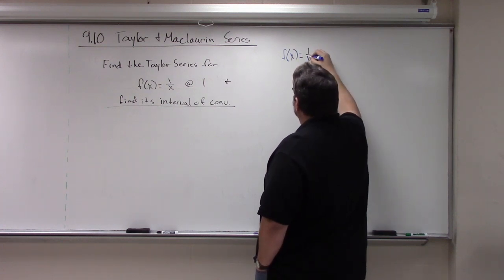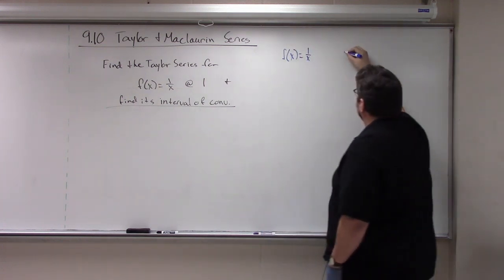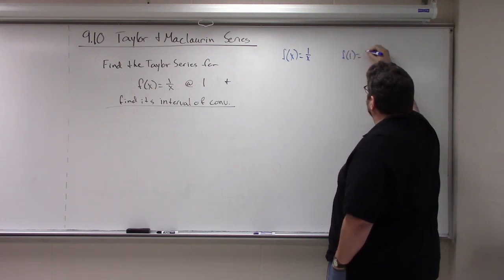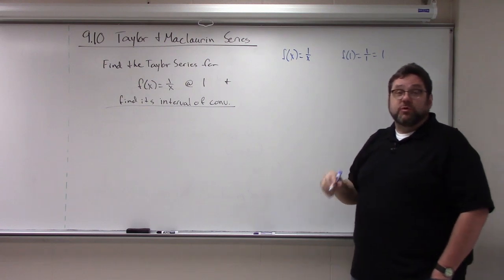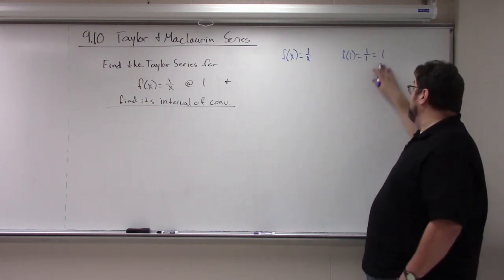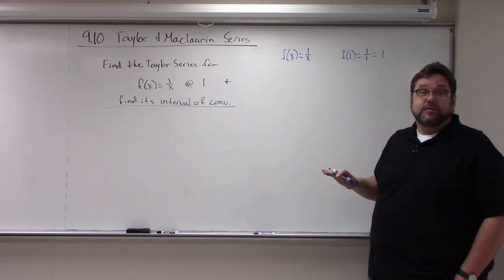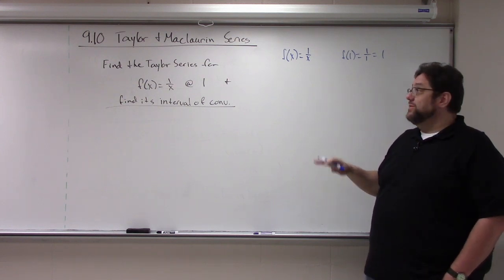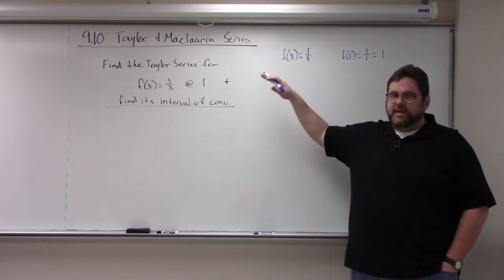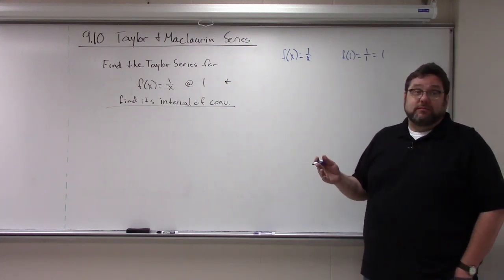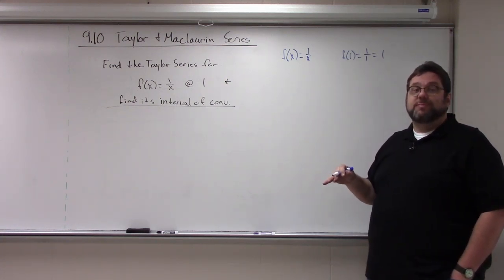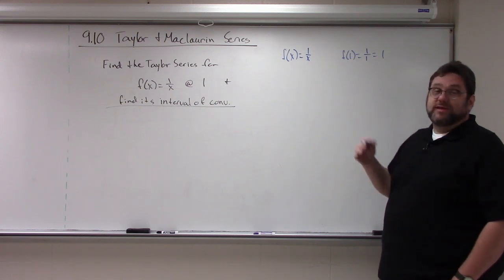which is 1 over x. And then f of 1 equals 1 over 1, which is 1. Now, what we're going to do is look for some sort of pattern to these values. With the Taylor polynomial, we knew you take this many derivatives and you're done. With the series, we don't know how many.